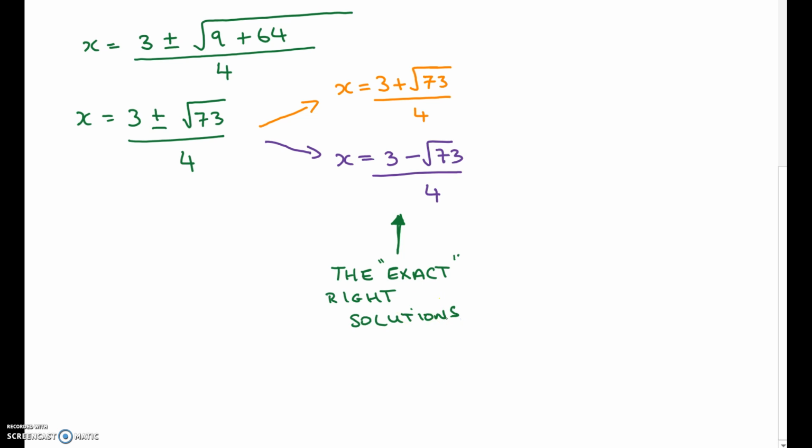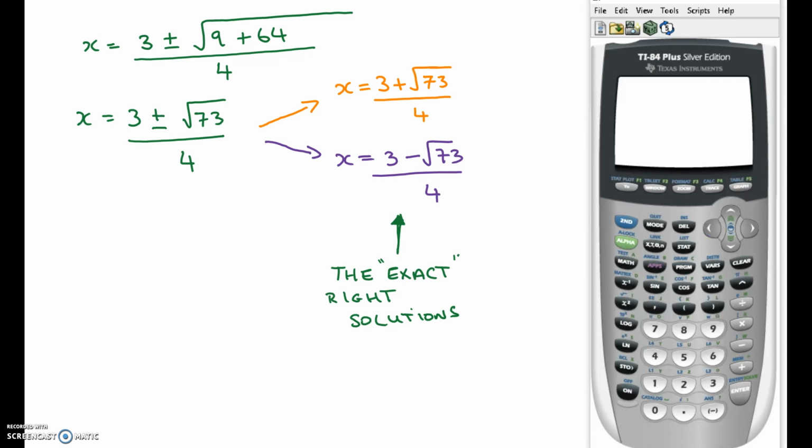But the thing is that we were asked to give them correct to 2 decimal places, and we can't do that without a calculator. So let's bring up our calculator. For the top one here, we want 3 plus root 73 over 4. Now it's a fraction, and there's addition on the top line, so we need to put the top line in parentheses. So it's going to be 3 plus the square root of 73. Now close the parentheses for the square root.